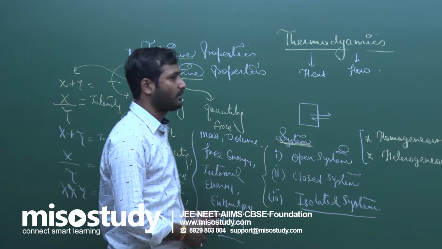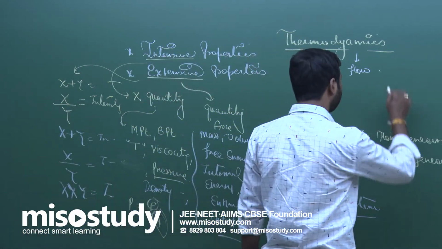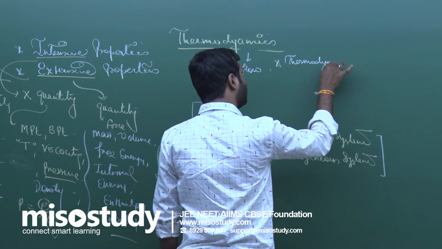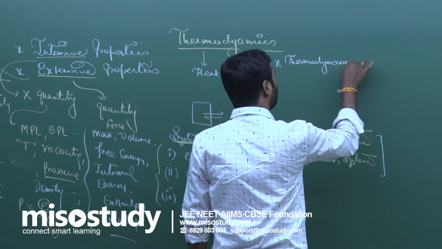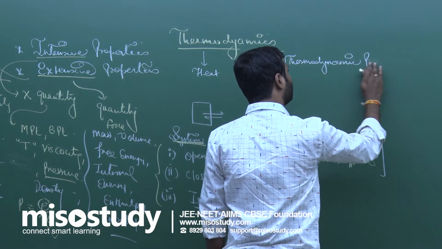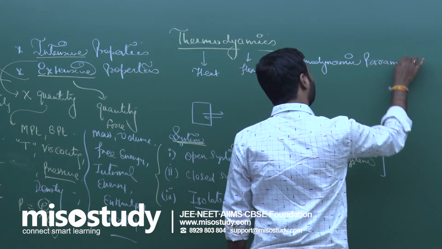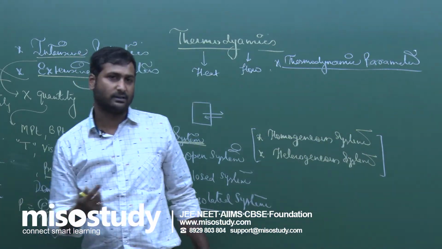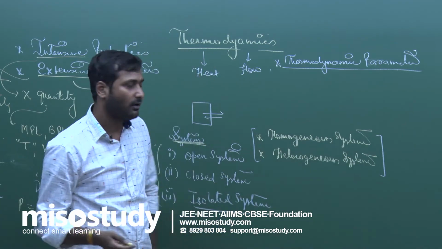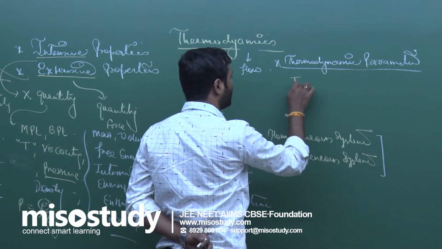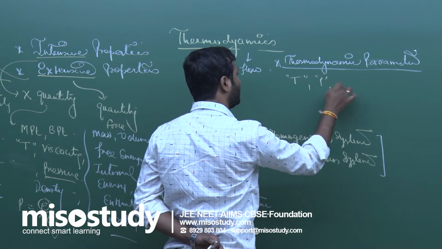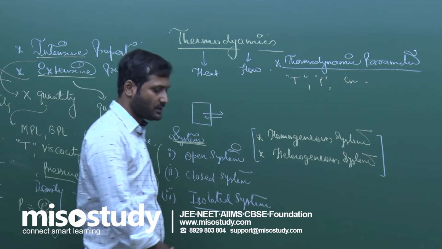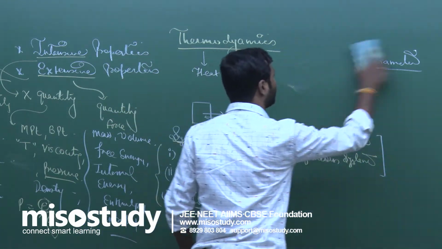Okay. Now we have thermodynamic parameters. What is a thermodynamic parameter? The parameters which decide the state of a system, like temperature, pressure, concentration, enthalpy. These are all treated as thermodynamic parameters. Clear to you? Yes. Now the next point is work.